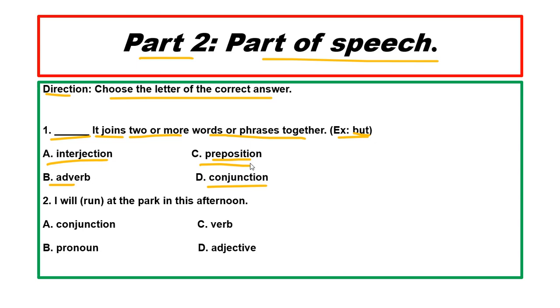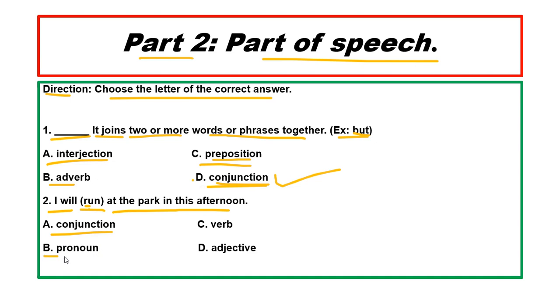So it's a what? Letter D. Okay, so it's a conjunction. Okay, so don't forget conjunction. Number two, I will run at the park in this afternoon. So I will run. So running, of course, that is an action. So what do you think about this one if you remember our part of speech? Letter A, conjunction. So here is a conjunction already.